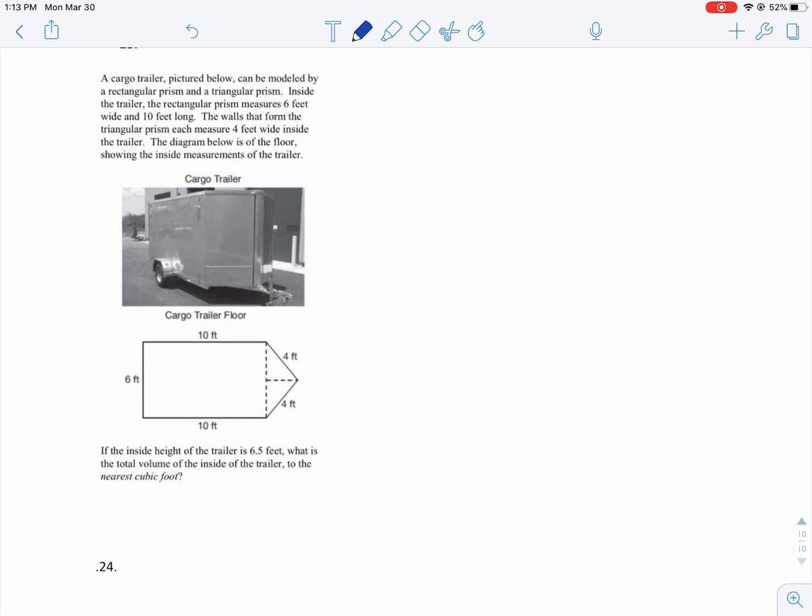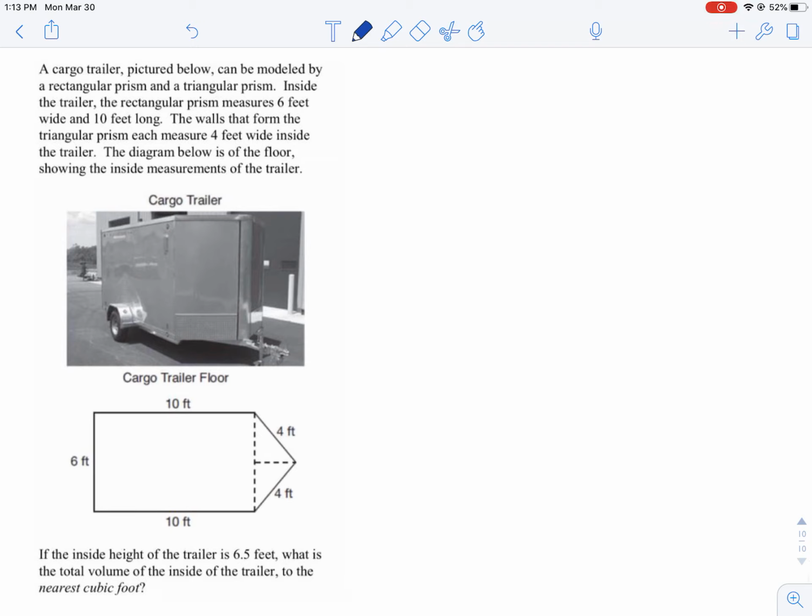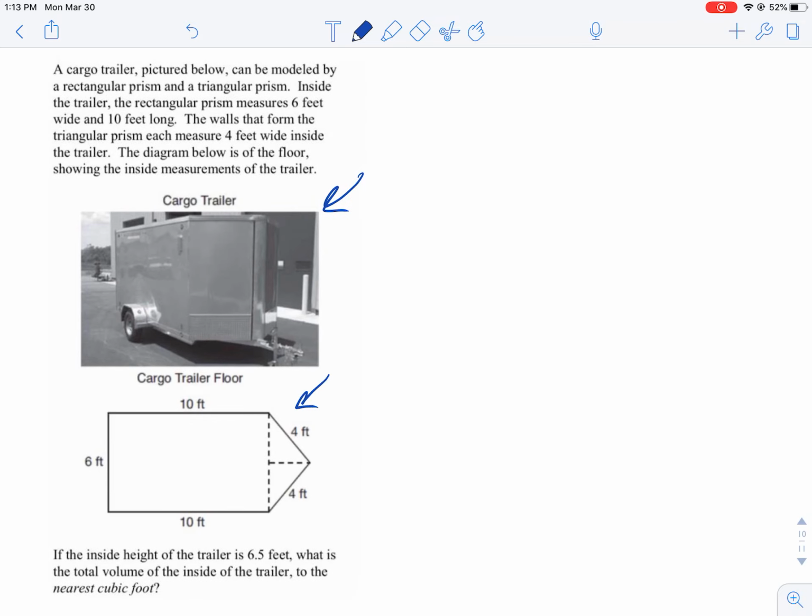All right. Number 23 and 24, and we are done, folks, with this week. Okay, so a cargo trailer pictured below can be modeled by the rectangular prism and a triangular prism. Inside the trailer, the rectangular prism measures 6 feet wide and 10 feet long. The walls that form the triangular prism each measure 4 feet wide inside the trailer. The diagram below is of the floor, showing the inside measurements of the trailer.